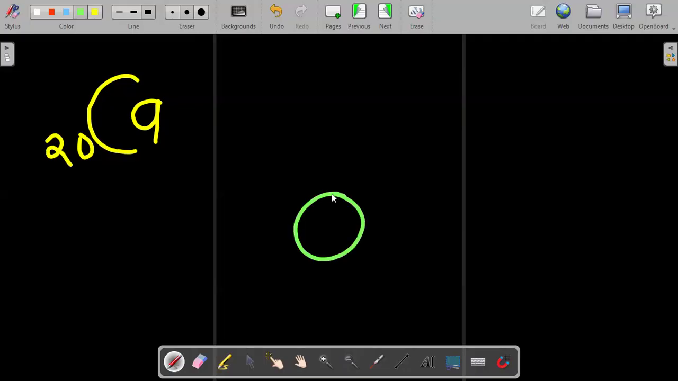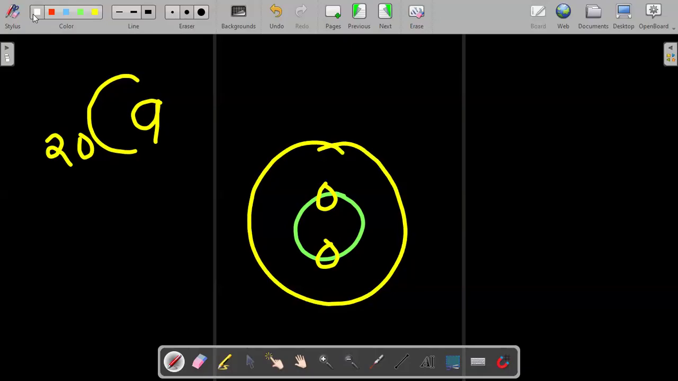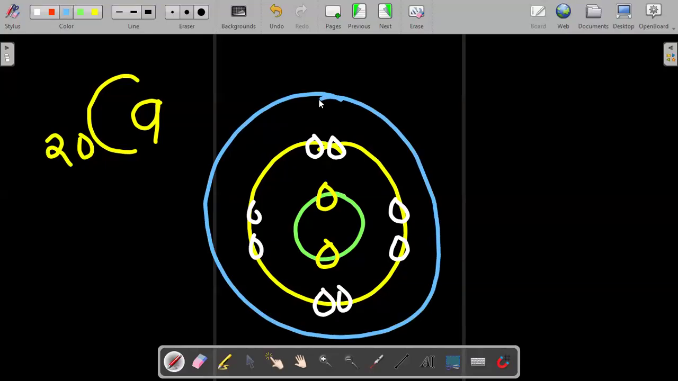The first shell must have 2 electrons. The second shell must have 8 electrons. This is 2, 4, 6, and 8. Then the third one must also have 8 electrons. This is 2, 4, 6, and 8.